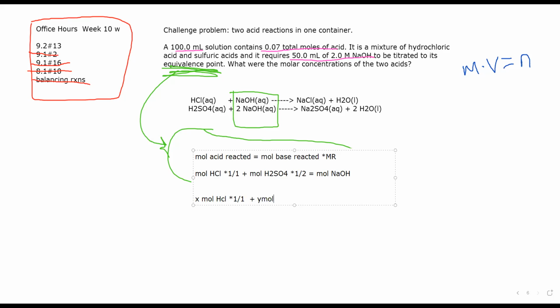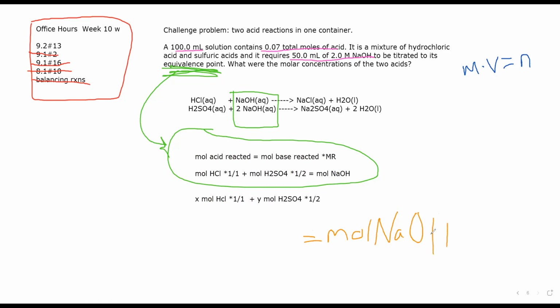I'm going to have Y moles of H2SO4 times that 1-to-2 ratio. Oh, do I have my mole ratio set up wrong? I do. Let's be careful about this. Let me do a quick aside to make sure I got my mole ratio correct. Right? So being careful here. I know I want this to be equal to moles of sodium hydroxide. This is a common mistake, and I think I made a mistake, so let's fix it.